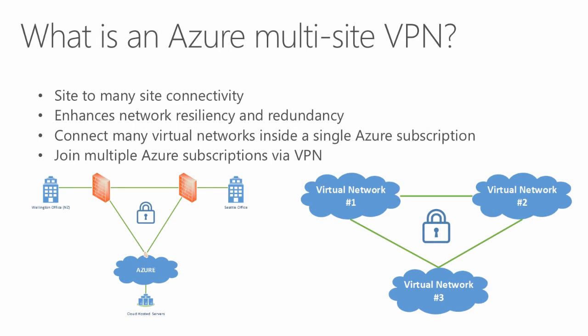So what is a multi-site VPN? With a multi-site VPN, you will be able to connect subscriptions together. An example of this could be that you have a subscription which contains all your production servers, and you also have another subscription which is a DR site.